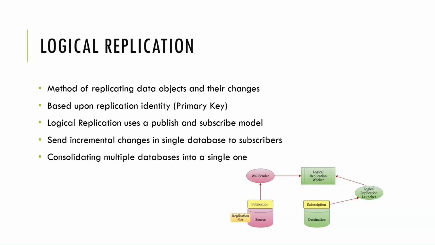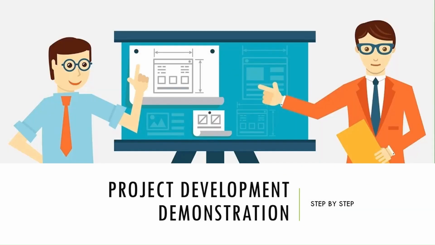Table must have a primary or unique key. It also does not support mutual or bidirectional replication, and does not replicate schema or sequences. It also does not replicate truncate, and does not replicate large objects. So this is a short brief of database replication.